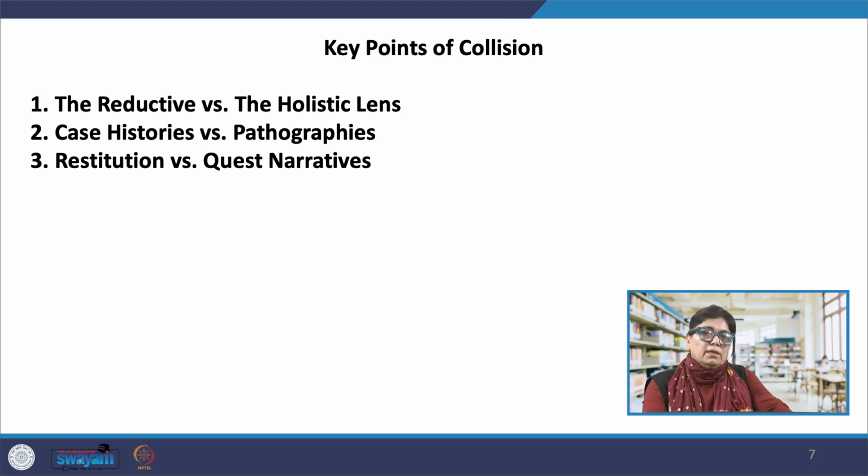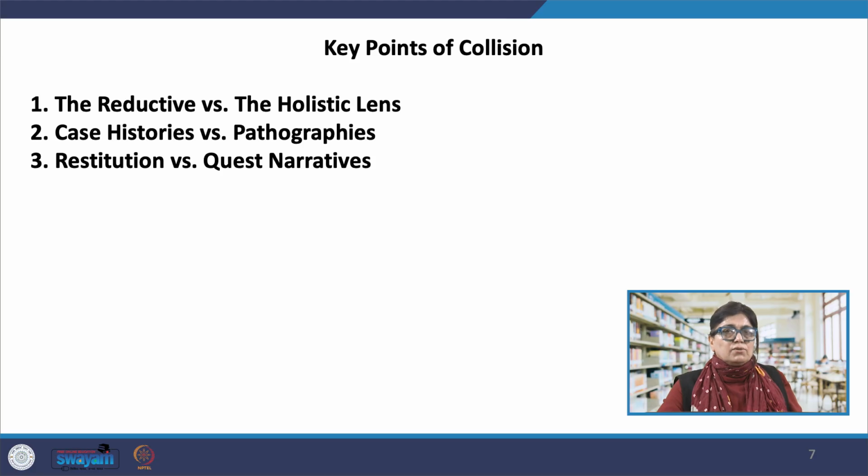The first is the reductive versus the holistic lens. Biomedical discourse functions reductively, breaking a patient down into isolated parts like an elevated A1C level or a localized tumor. Conversely, an illness narrative functions holistically. It details what Arthur Kleinman calls illness problems: losing a job, experiencing marital stress, or mourning a loss of physical independence due to a diagnosis.